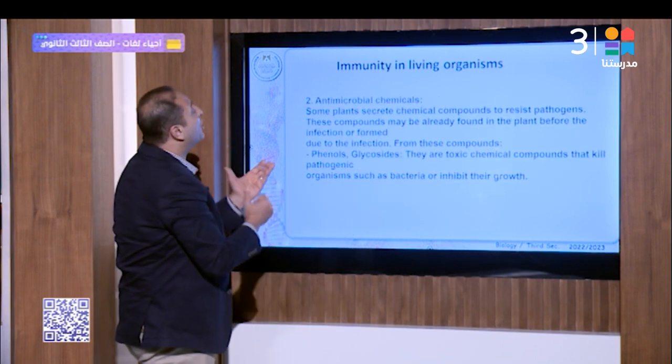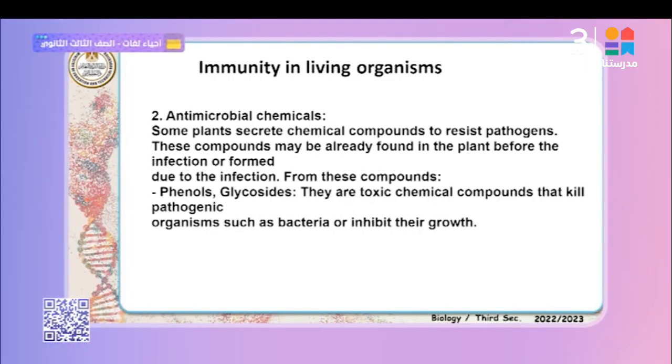Antimicrobial chemicals: some plants secrete a chemical compound to resist pathogens. This compound may already be found in the plant before the infection or be formed due to the infection. That means that receptors that recognize the microbe and the pathogen are found before the infection and increase after the infection. Antimicrobial chemicals are found before the infections and increase after the infection, but receptors increase rapidly after the infections.